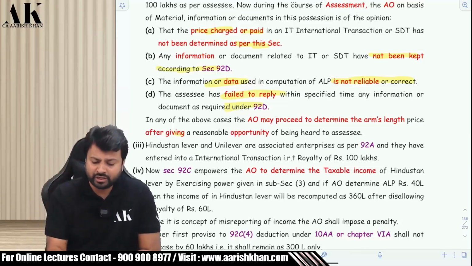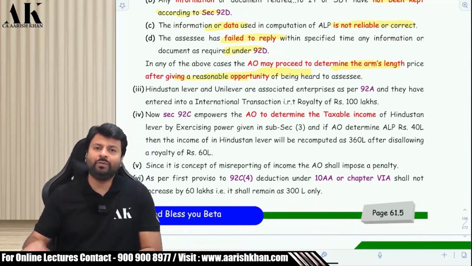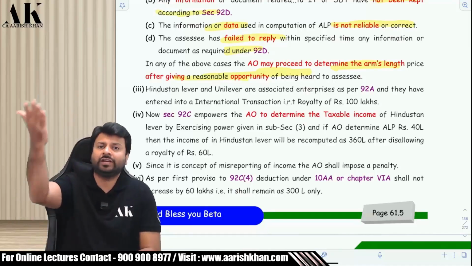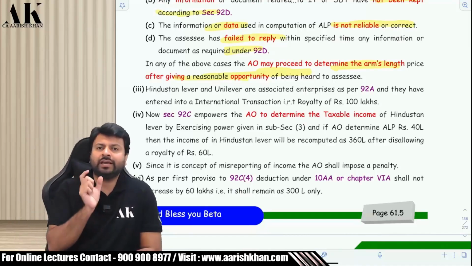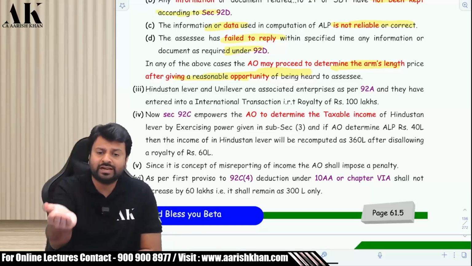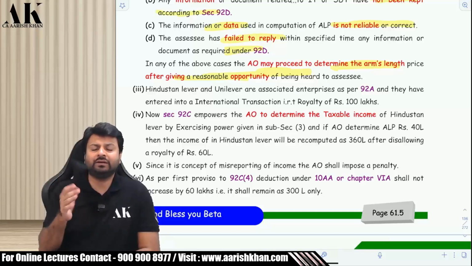After giving an opportunity of being heard, he will determine the arm's length price. Now, when he determines the arm's length price, be very careful. If he increases your income, suppose earlier your income was 300 lakhs, and now he increases the income.